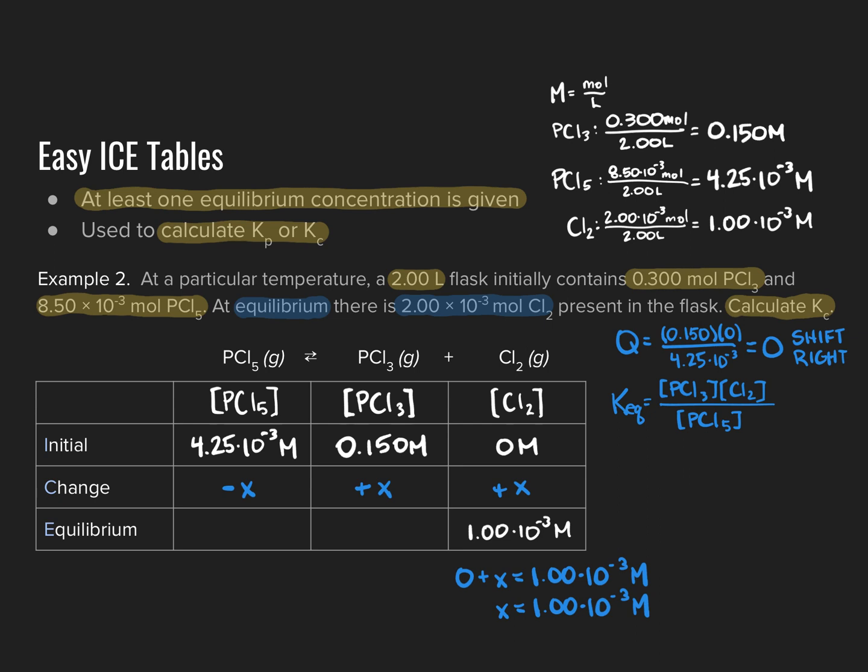Now that I have found x, finding the other equilibrium concentrations of the species is trivial. Because for PCl3, I started off at 0.150 molar and it went up by x moles per liter. At equilibrium, therefore, I would add the 0.001 mole per liter there of the change in concentration to the initial concentration of 0.150, yielding an equilibrium concentration of 0.151 molar. And likewise for my reactant species, PCl5, that started off at 4.25 times 10 to the negative third molar. It went down by x moles per liter, and when x in this system is 1 times 10 to the negative third molar, that would now leave me at an equilibrium concentration of 3.25 times 10 to the negative third molar. And I therefore now have solved the ICE table.